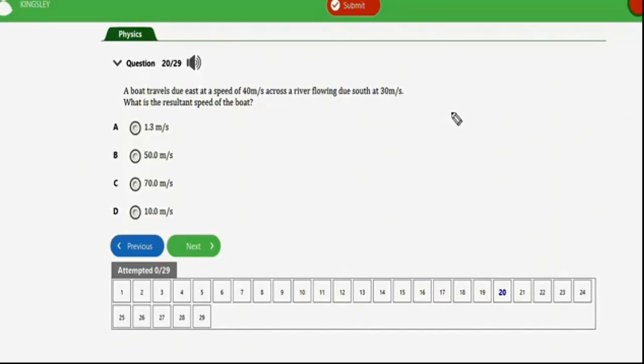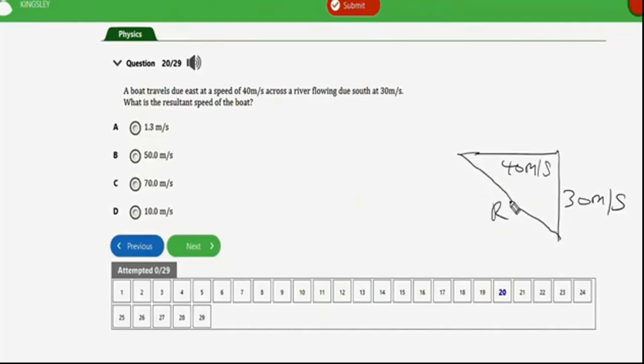So initially the boat travels due east, 40 meters per second, then due south, 30 meters per second. Let me write it down. So basically we are looking for the resultant. What's the resultant speed of the boat? So the magnitude, that's what they are looking for.